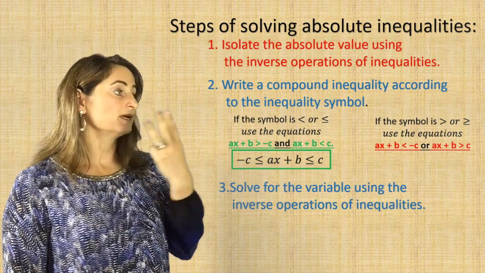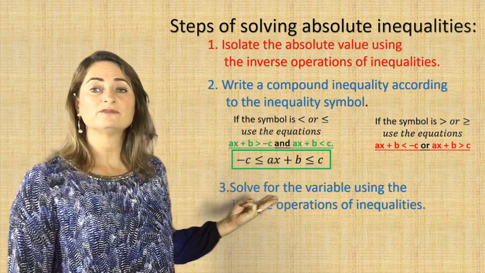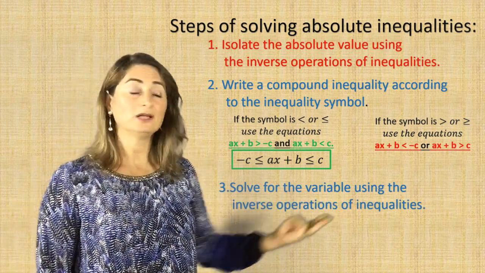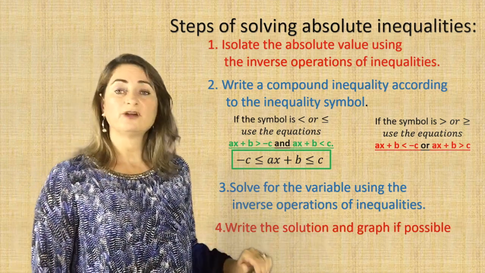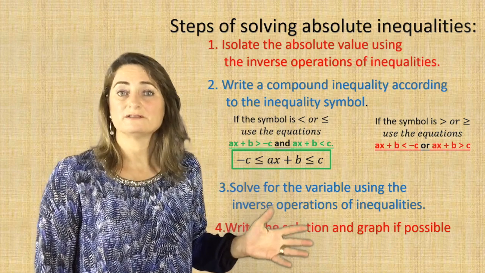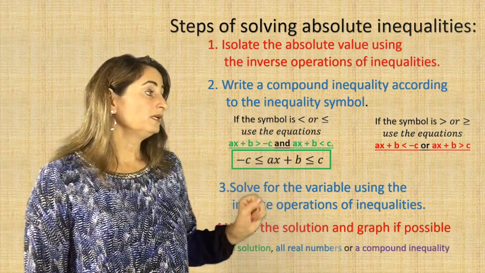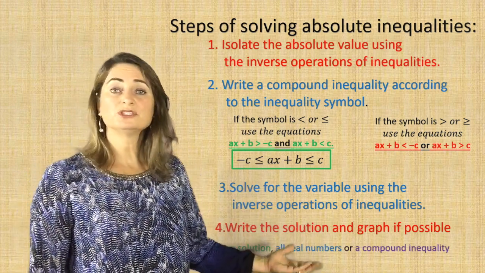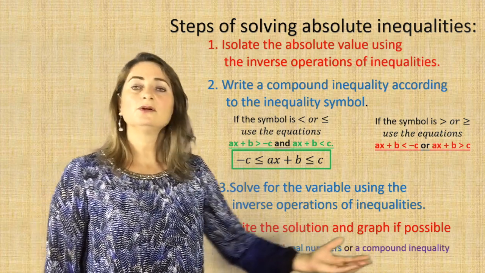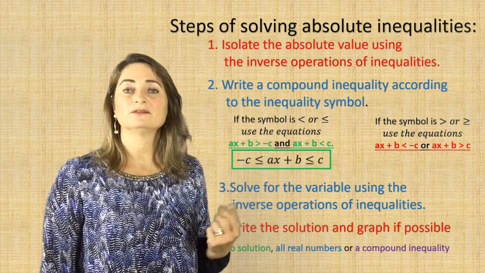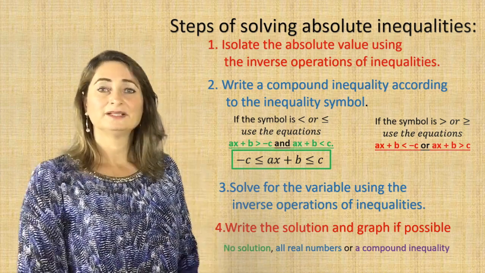And then step number 3 is to solve for the variable that is in the inequality. Step number 4 is to write your solution and graph it if possible. Why do we say if possible? Because sometimes you will have no solution and you can't graph it, or real numbers and you can graph that, or when you have a joint or compound inequality.